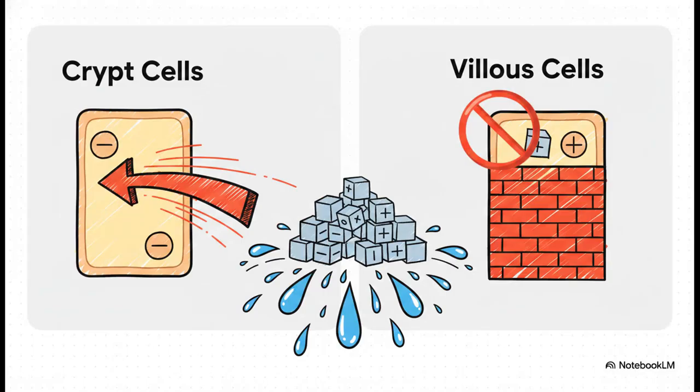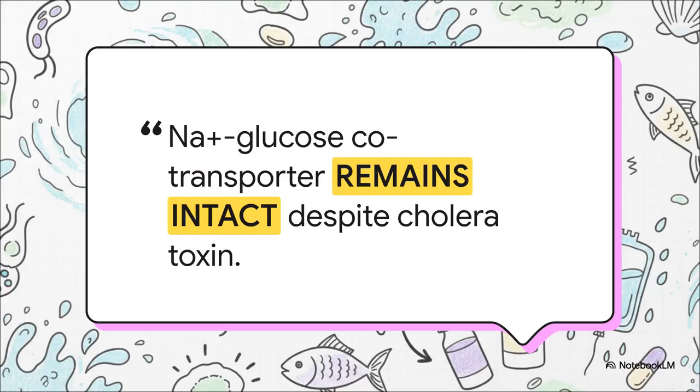And this brilliantly illustrates the resulting chaos. The toxin is manipulating two totally different cell types at the exact same time. Over on the left, in the crypt cells, it's forcing the active secretion of chloride. Then on the right, in the villus cells, it's completely shutting down the absorption of sodium. So what's the result? Sodium chloride just builds up in the intestinal lumen, and water aggressively follows it via osmosis. Bam! Massive secretory diarrhea.